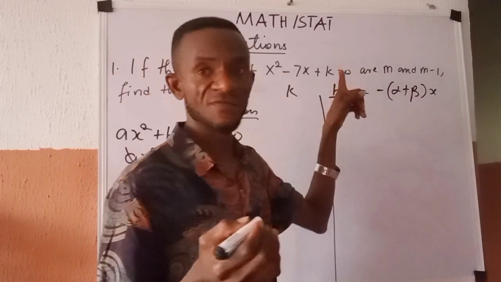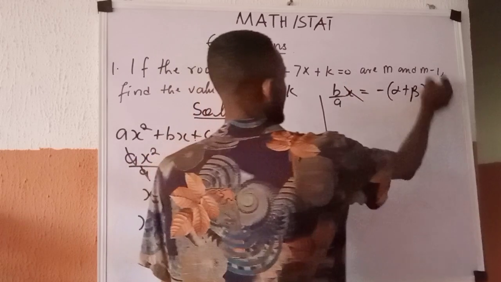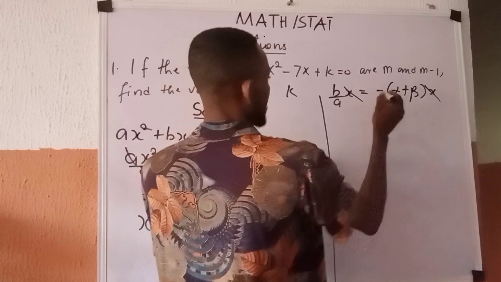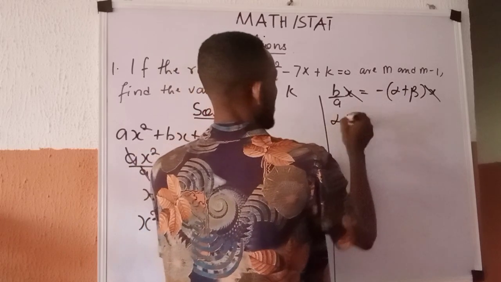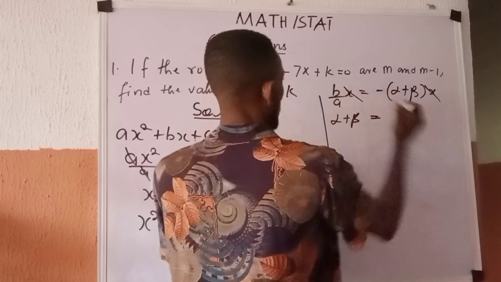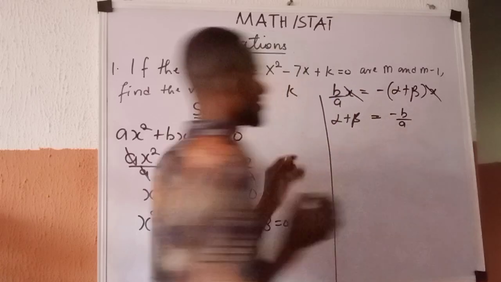At this point, what we have here and what we have here can cancel off. X can cancel x off. So you have this cancelled off. And then this thing becomes alpha plus beta, and this minus will come and affect this one, so you have minus b all over a. This is what you are going to have.